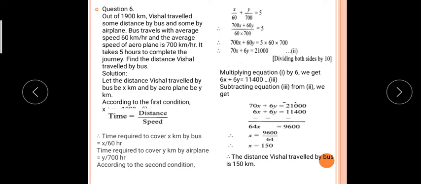Time required to cover x kilometer by bus is x upon, because distance is x kilometer, speed is 60. Therefore, it is x upon 60 hour. And the time required to cover y kilometer by aeroplane is, here how much value is given? 700 kilometer. Therefore, we have to take y upon 700 hour.